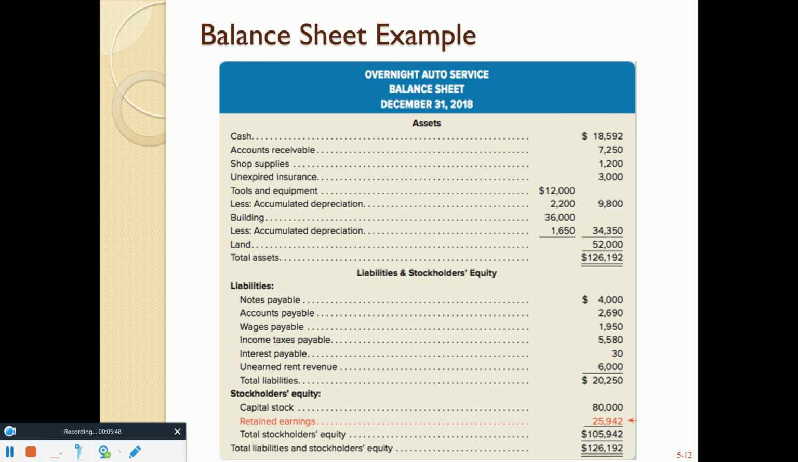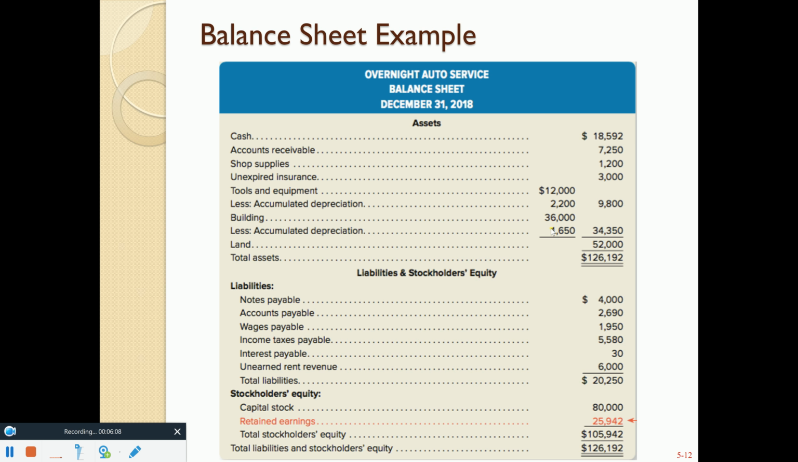So as of this moment in time, close of business, December 31, this is what all of our assets look like. Cash, accounts receivable, shop supplies, your prepaid insurance, your tools and equipment, less its contra, and there's the net book value, $9,800.